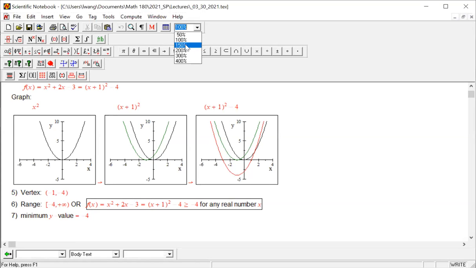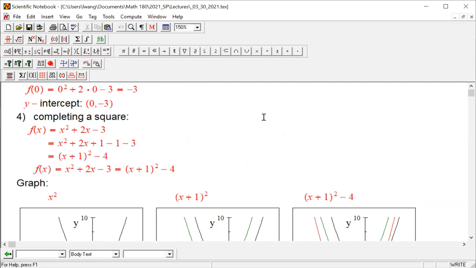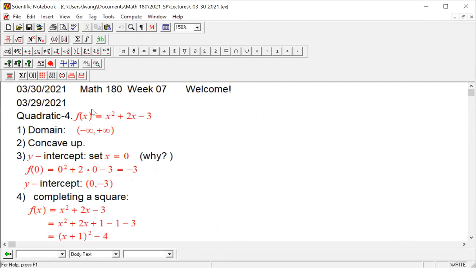So let's just recap a little bit and review what we did yesterday. We have the domain, concavity opening up, right? Because A is greater than 0. And we also found the y-intercept. By finding the y-intercept, we know that the curve crosses the y-axis at 1 point, and 1 point only, because it is a function.